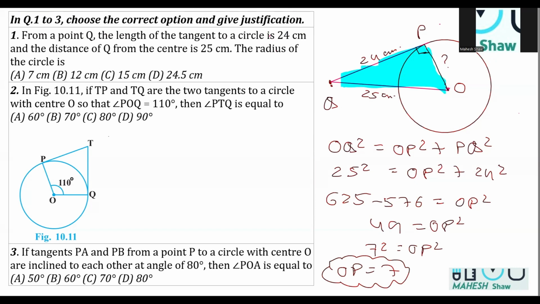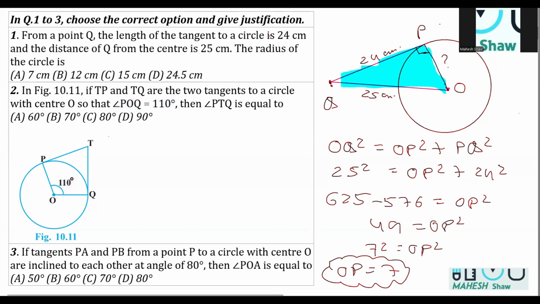In the next part, it says that there is a figure given here. TP and TQ are tangents to a circle with center O. This is O, and this angle is given as 110. So we know the angle POQ as 110 degrees. Then we have to get the angle PTQ. This angle is what we have to get.